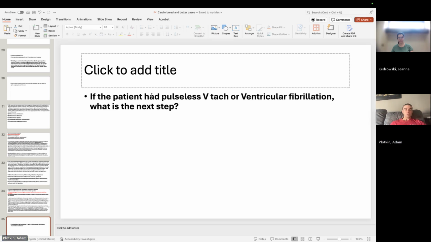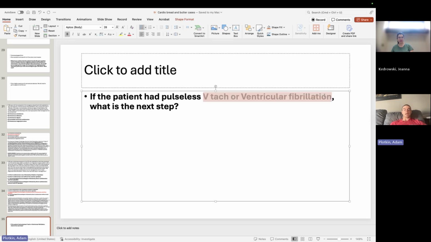All right. If the patient has pulseless VTach or ventricular fibrillation, what do we do next? Okay. I think first you can give meds. So these are like medical emergencies. We got to act. Right. Okay. Are we just shocking them? Yep. So defibrillating? Pulseless VTach and ventricular fibrillation are what we call shockable rhythms.